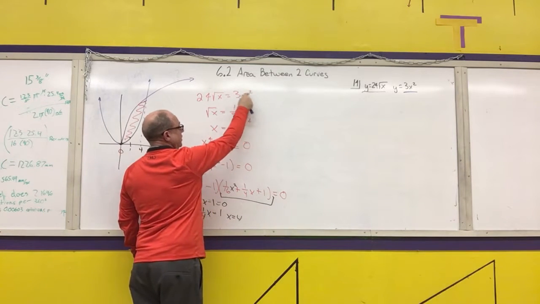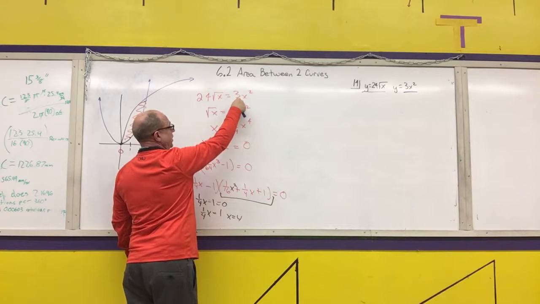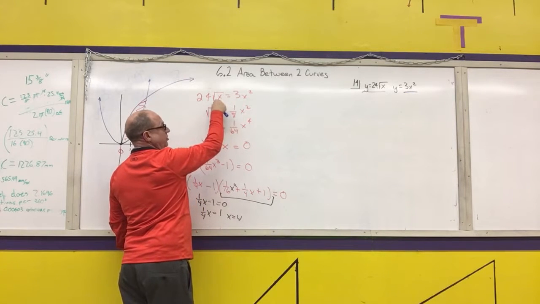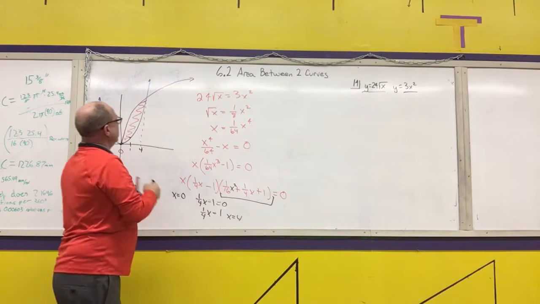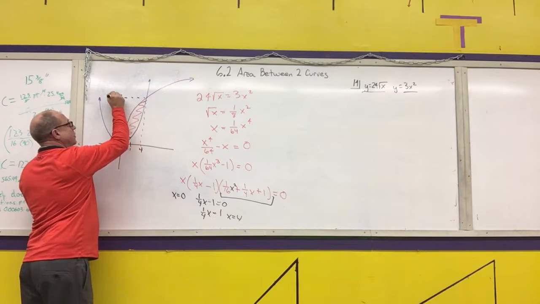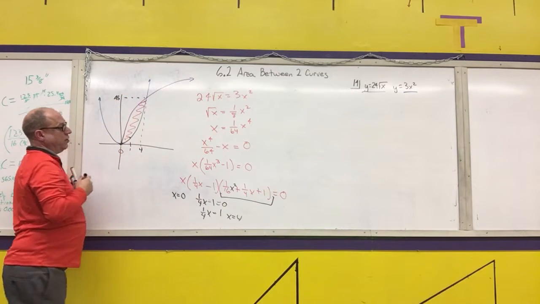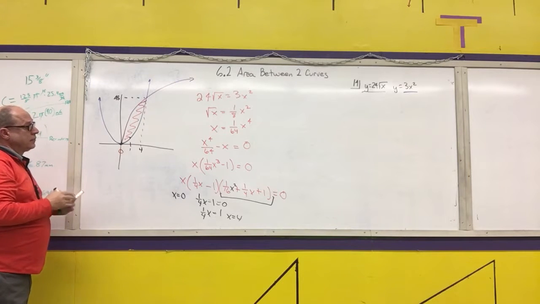Now let's just do a quick check. 4 squared is 16. 16 times 3 is 48. Square root of 4 is 2. 2 times 24 is 48. So 48 and 48. So that's where they do cross.